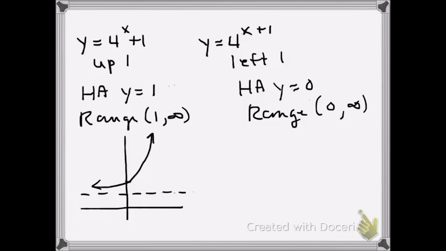On the other hand, if we go to the left 1 unit, our y-intercept moves to the left by 1, and our y-intercept then becomes 4. So when x is 0, y would be 4.